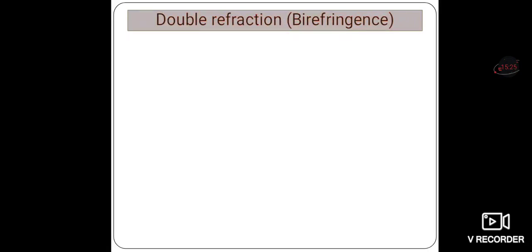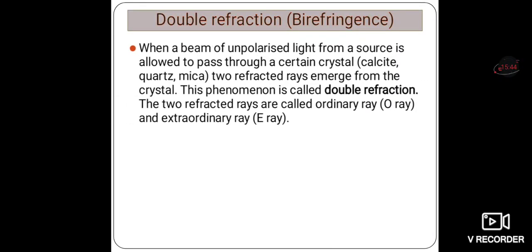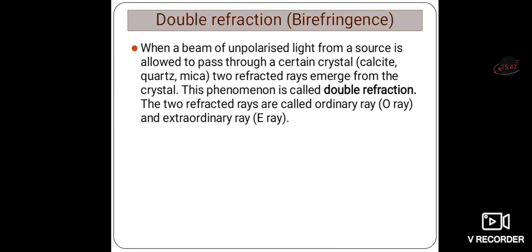Next we will discuss double refraction, or birefringence. Already we know, in the case of polarization, how we produce polarization with the following methods: one is by reflection and another one is by refraction. Now it is double refraction, or generally we call it birefringence. So what does double refraction mean? When a beam of unpolarized light from a source is allowed to pass through certain crystals, like a calcite crystal, quartz or mica, then we get, of course, one refracted ray.